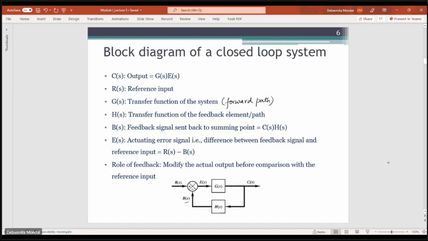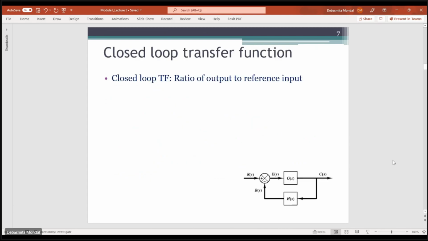Feedback block H(s): the role of this feedback is that you can modify the actual output by comparing it with the reference input. Okay, so this is the same system.